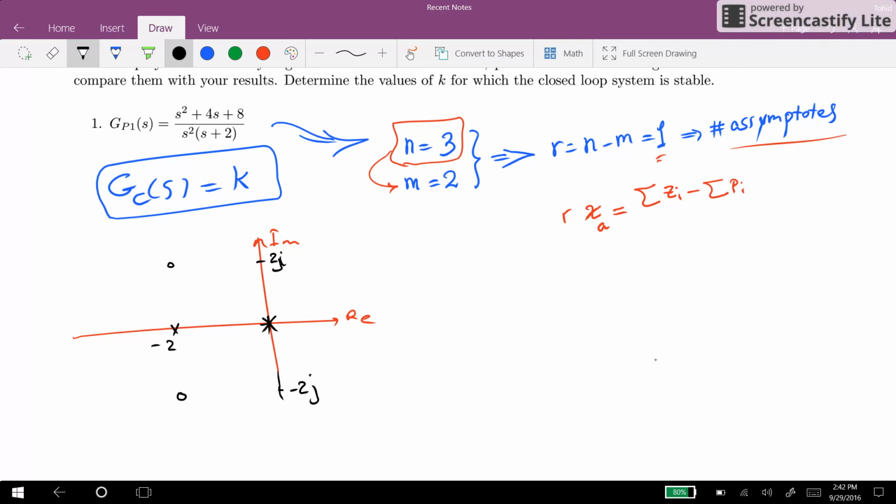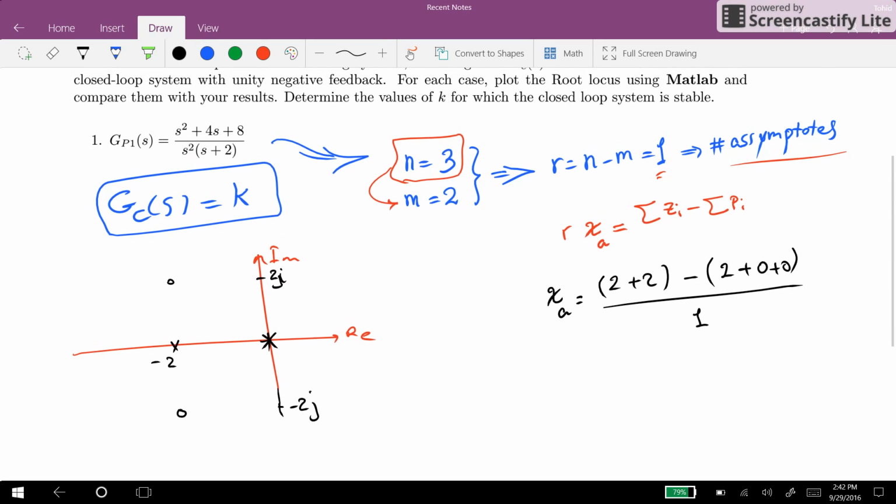So let me maybe write it here. xa will be equal to the sum of zi's. So the real parts of the z's will be added to each other. We will have z1 equal to -2 plus 2j, and z2 equal to -2 minus 2j. So as a result, we will have -2 plus -2 for the zi's, minus for the pi's, we will have -2 here, and we have 0 plus 0, over r, which is equal to 1.